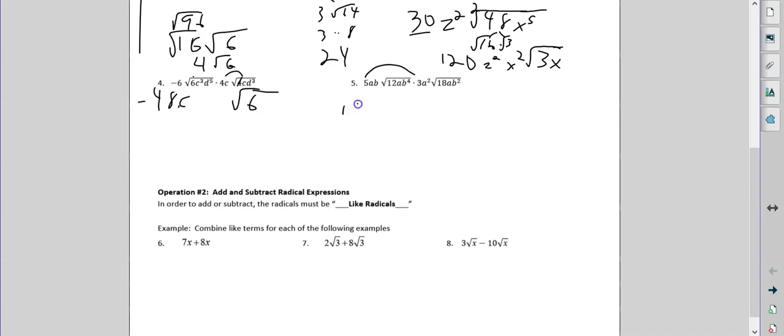Number 5. 5 times 3, 15. A1 times A2 to the 2 is A to the 3. And the B just tags along. Now we're at the radicals. 12 times 18, kind of a bigger number, but you have calculators, is 216. And then we have A1 and A1 on the inside, that's A squared. B to the 4th, B squared, that's B to the 6th on the inside.